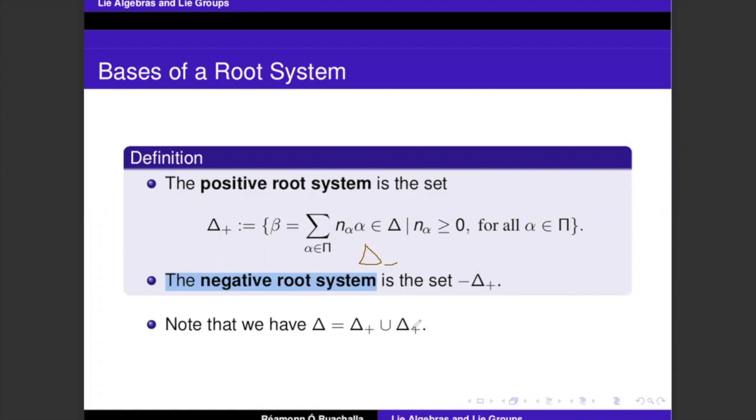And we see from the definition that any root is either a positive or a negative integer combination. It means that if we take the union of the positive and the negative, then we get everything. You have no mixed terms inside it by the definition of a base. So then we can break our root system up into these positive and negative parts.